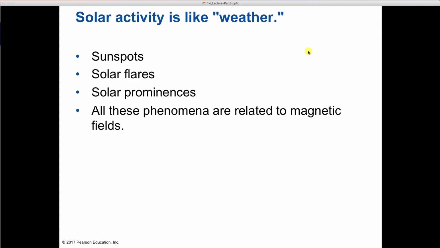So some of the big things that you want to think about when you think about the sun are sunspots, we've mentioned before, solar flares, which I had just pointed out in that picture, solar prominences, and then also the solar wind and the magnetic field. And they're all kind of connected.